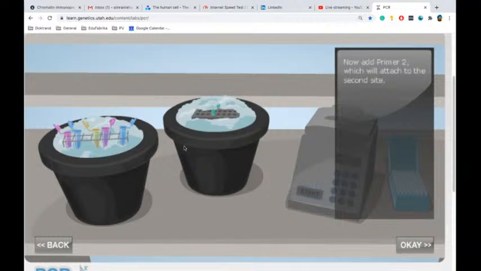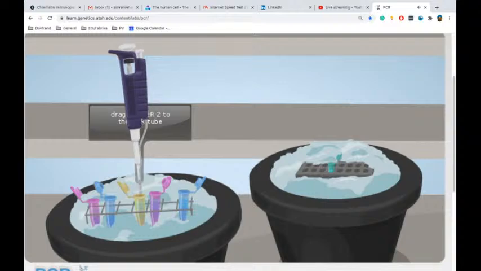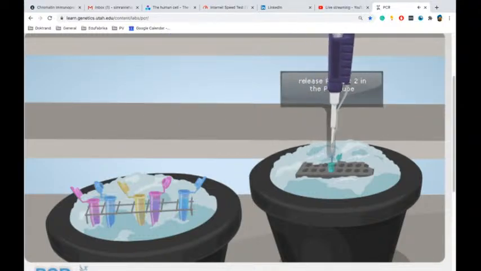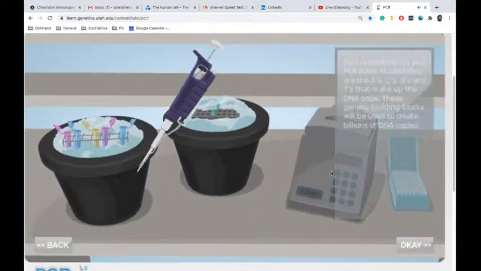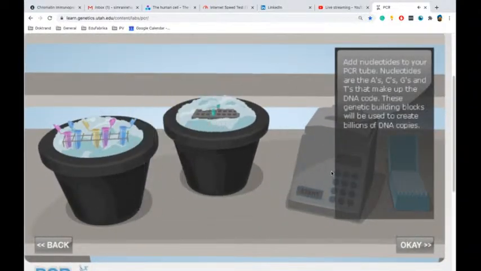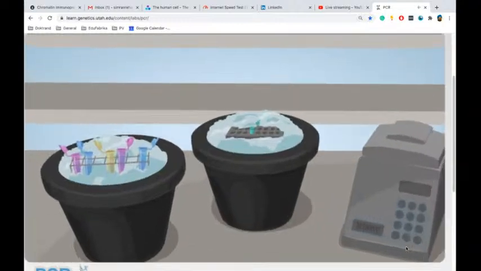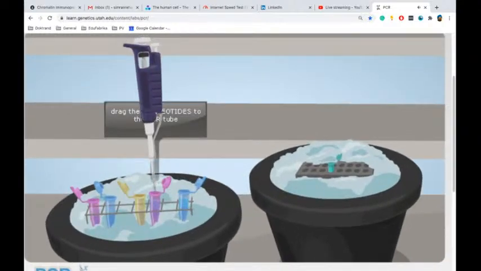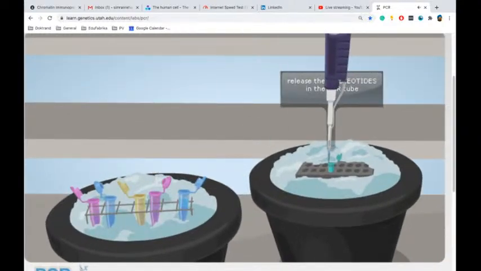Now add primer 2, which will attach to the second site. We take primer 2 and add it to the PCR tube. Now add nucleotides to the PCR tube. Nucleotides like A, C, G, and T, so that they could make a DNA code, are the genetic building blocks used to create billions of DNA copies. So we will add some nucleotides to the PCR.